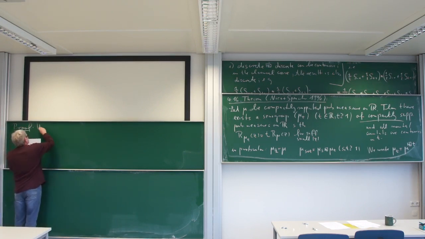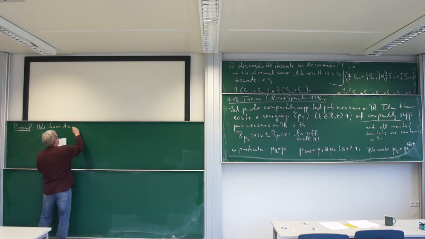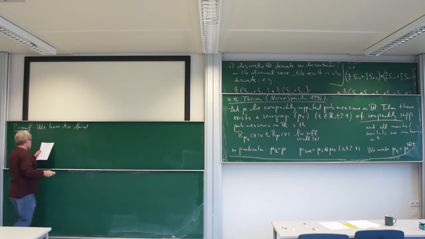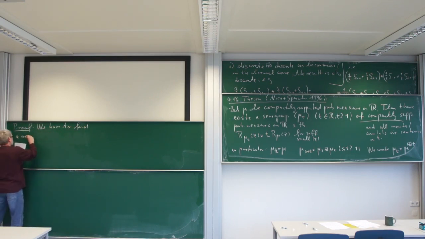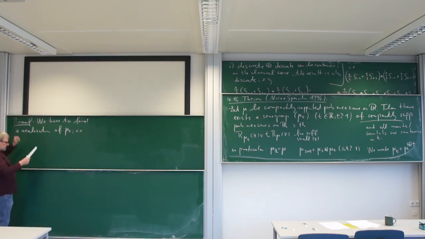Good. Okay. So what we have to find is the realization of this measure mu t. So realization is this operator, a self-adjoint operator in a star probability space.